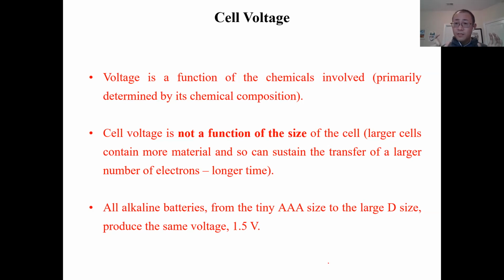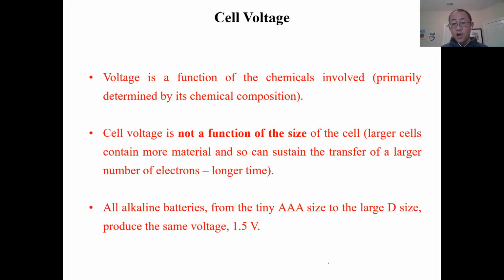The voltage is a function of the chemicals involved, so it is basically determined by what chemicals you have in the cathode and anode. Once you have a chemical set in a battery, then the voltage is set, because the potential is determined by the difference between anode and cathode. It is determined by the chemical composition of the battery. And because of that, the cell voltage is not a function of the size of the cell.